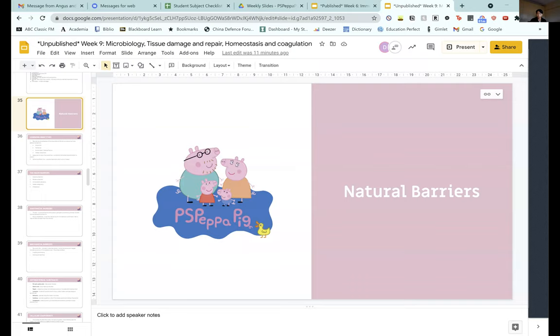And to finish off, we'll also look at some normal flora and their role in the human body, and also briefly the different host-parasite interactions. So the main barriers are anatomical, mechanical, antimicrobial substances, cellular components, and inflammation. So to start off with, anatomical barriers include our skin. So this is a tough physical barrier which prevents pathogens from entering our body, basically. Of note is that bacteria does live on our skin, and we call these commensal bacteria.